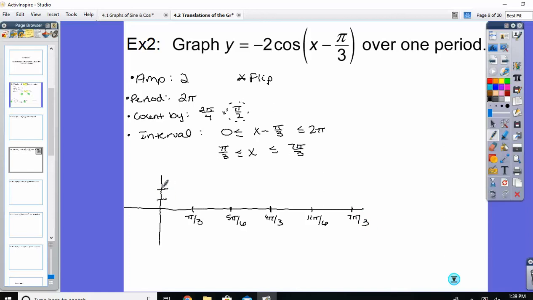Amplitude was 2, so high point 2, low point -2. Cosine always starts at its amplitude, but we flipped it so it will start at -2. So at pi over 3, that was the first point in my interval, will be at -2. I'm going to go to 0, up to 2, and back down.